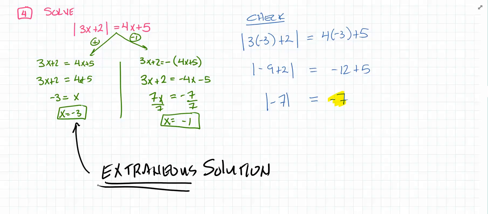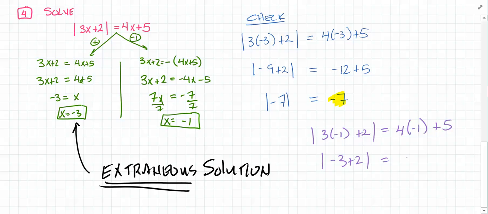So if we check negative 1 now, we get this. Absolute value of 3 times negative 1 plus 2. Is that the same thing as 4 times negative 1 plus 5? Is this statement true? Well, this is negative 3 plus 2. That looks like negative 4 plus 5. This looks like absolute value of negative 1 is equal to, oh look, 1. Is that a true statement, you guys? That's a true statement. So therefore, the only one that will work for us in this particular case is negative 1. The other one is called an extraneous solution.